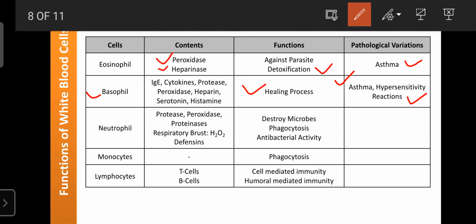So with the help of WBC, we can diagnose various kinds of disorders or diseases. Regarding the neutrophil, it mainly contains protease, peroxidase, and proteinases, and neutrophils also undergo a respiratory burst if any invaders or microorganisms enter our body. Due to the respiratory burst of neutrophils, they can release H2O2. So neutrophils help to destroy microbes, are involved in phagocytosis, and can show antibacterial activity.